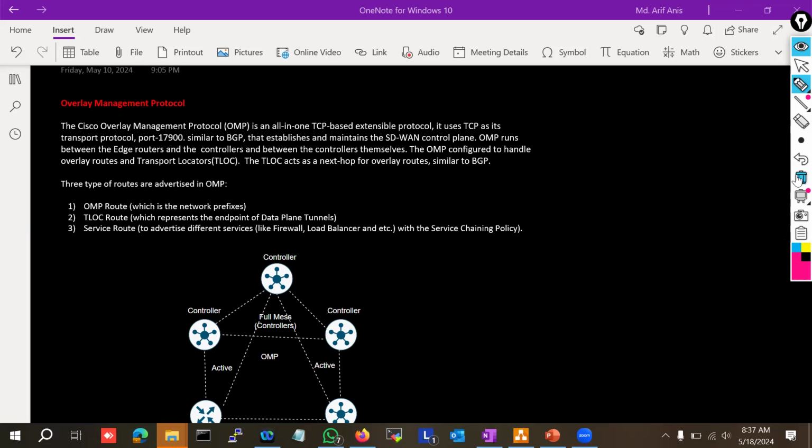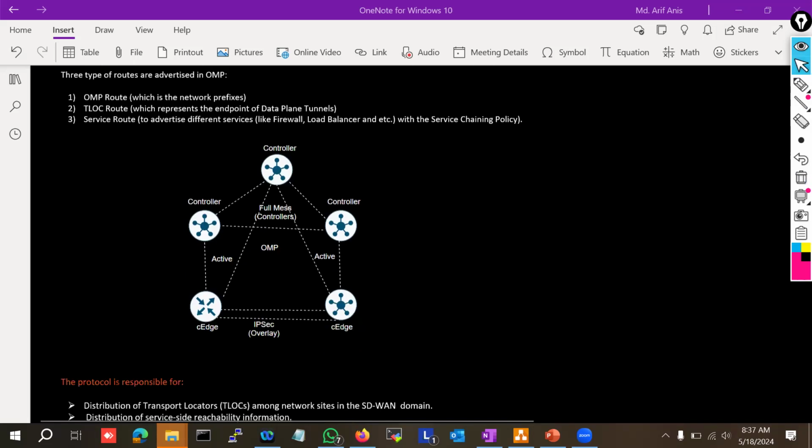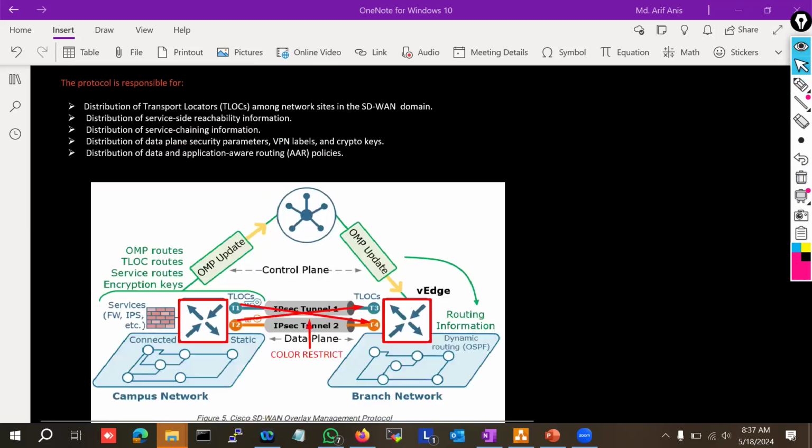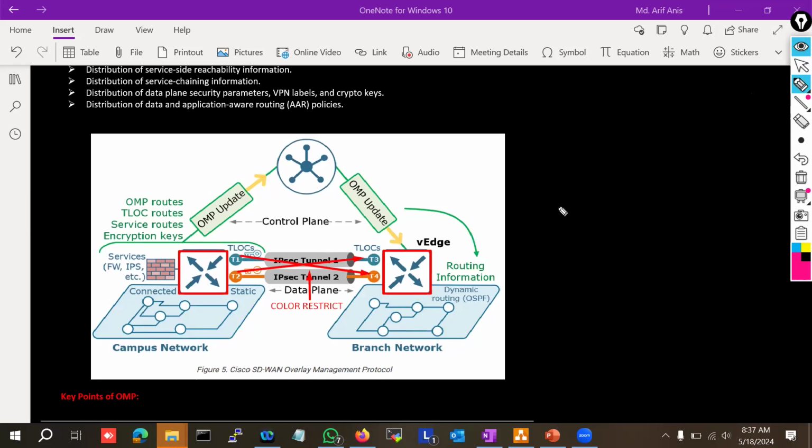So let's say we have two routers, right? This is one router, and this is the other router. Let's come to this picture again. So here, this is the LAN network, the LAN prefix. It is called a vRoute or OMP route, right? Similarly, in BGP we call this a prefix.